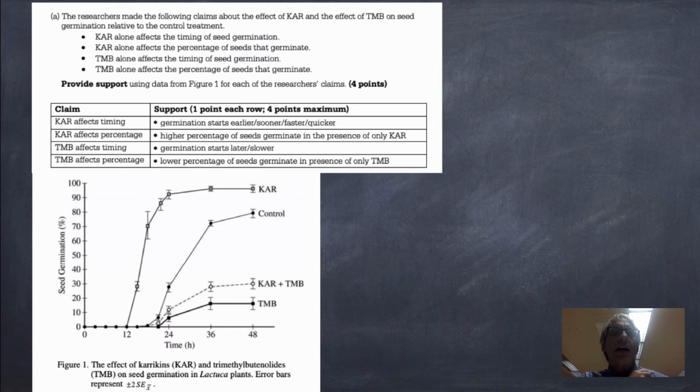TMB affects timing. You need to say as part of your answer that the germination started later or slower. Look down all the way at the very bottom at the TMB only line. And TMB affects percentage. It looks to me like the TMB treated plants were somewhere between 10 and 20%. That was the lowest percent of seeds that germinated.